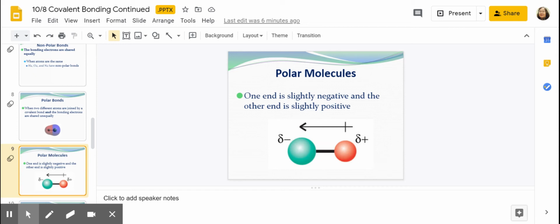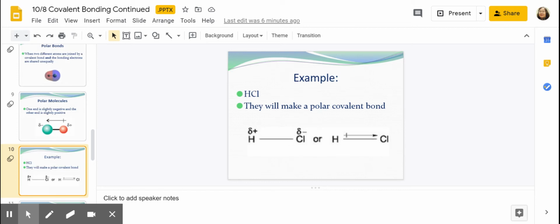It's not like ionic bonds, where one atom totally gave away its electron. This one is still sharing, but the electrons move around the green one more. So this is partially negative, and this is partially positive. Sometimes people also use an arrow to point out where the electrons are moving more.